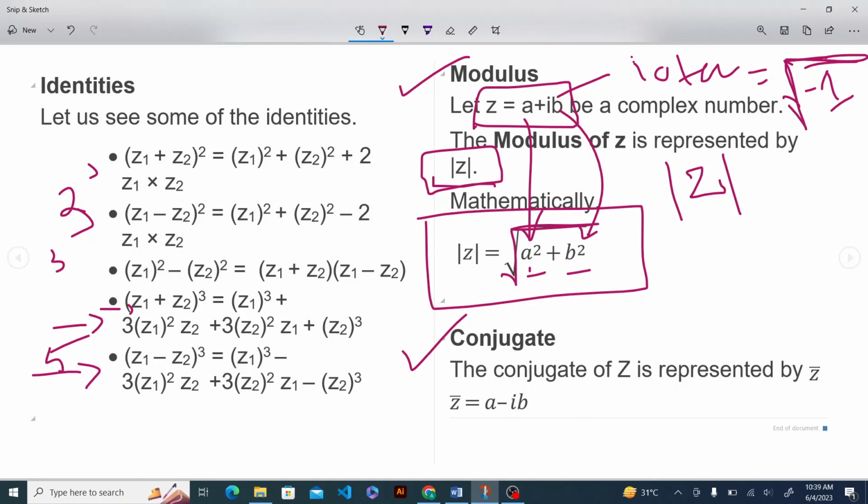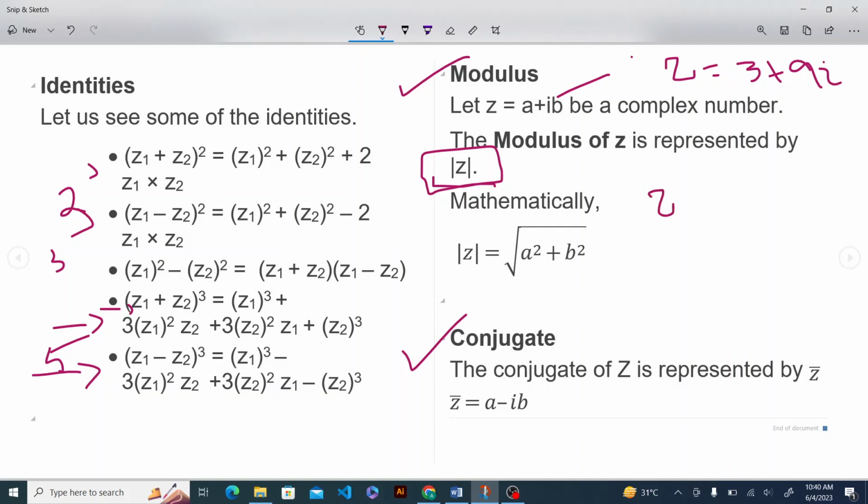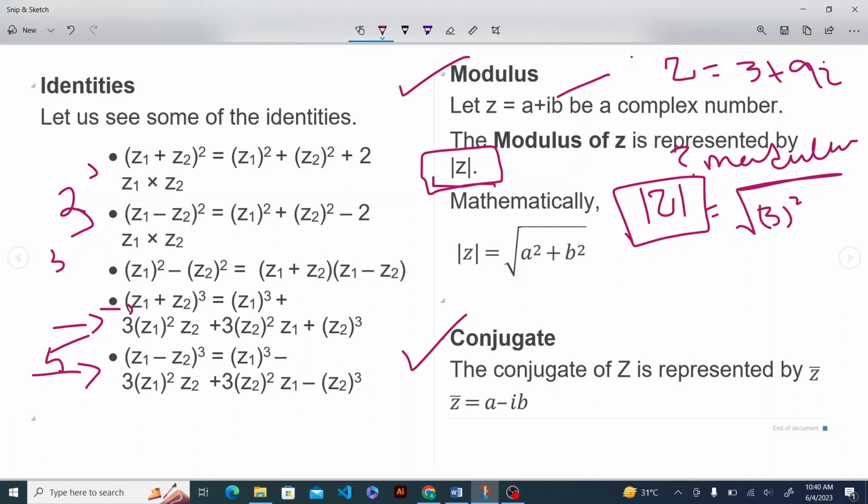Let us take an example for modulus so that it will be more clear. Let us see if we have complex number z is equal to 3 plus 9 iota, and we are going to take its modulus. We have to find what? Modulus of the given complex number. So modulus of z will be equal to what? A square means 3 square plus b square. Here 3 is a and 9 is b, so 9 square.